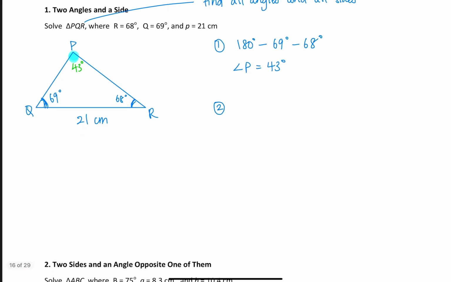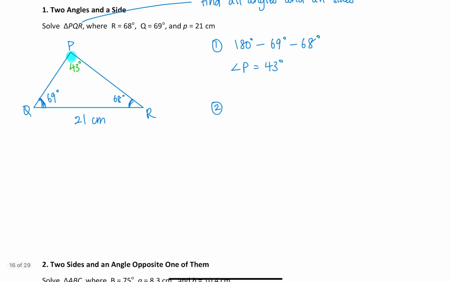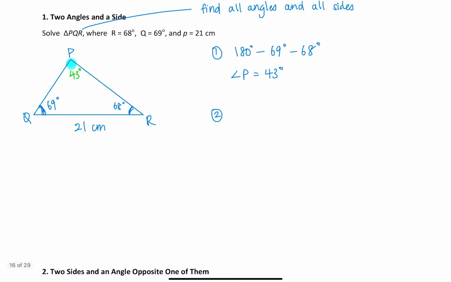Secondly, we just need to look for these two sides now. Okay, so in order to find these two sides, we'll have to use the sine law. Okay, and we can use the sine law because we are given two angles and a side. Well, in this case, we have three angles and a side. Okay, so in order to set up the sine law, we need to set up a proportion. So let's first find side Q. Side Q would be this side length because it's opposite angle Q. So we're looking for this one.